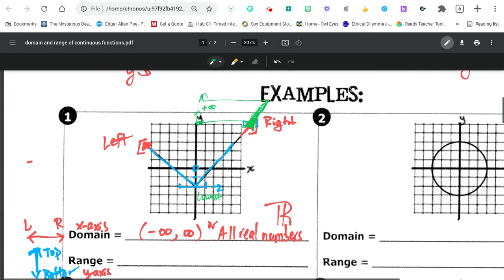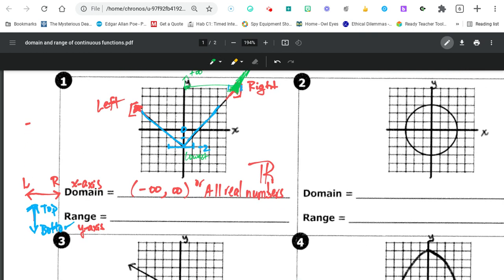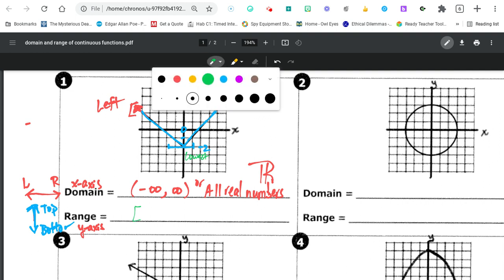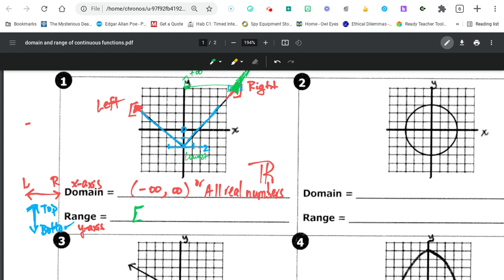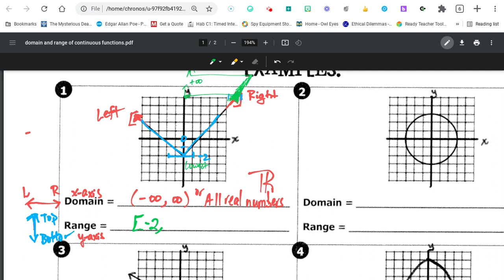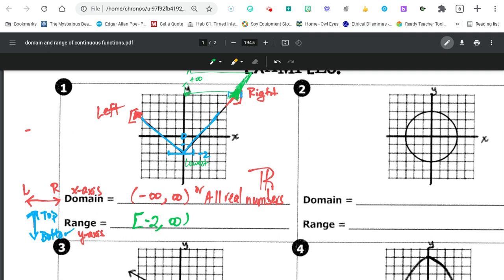So your lowest point is at -2. You're going to put your lowest point first. And it's at -2. So put a bracket because it's actually at -2. And your highest point, it goes up to positive infinity. Okay, so this was the lowest. And this was the highest point. Again, it's on the Y-axis.